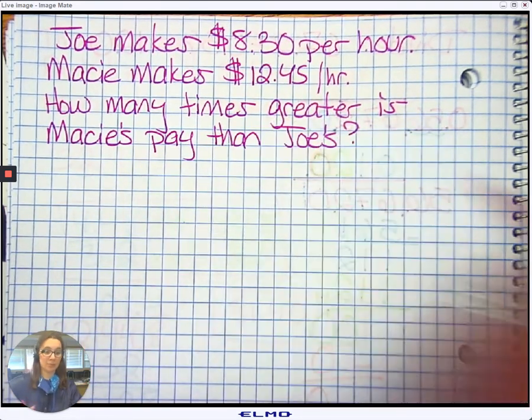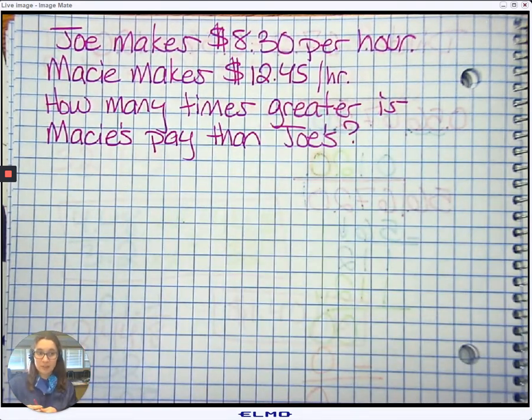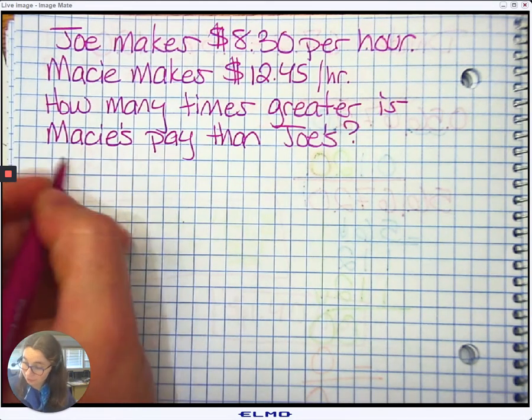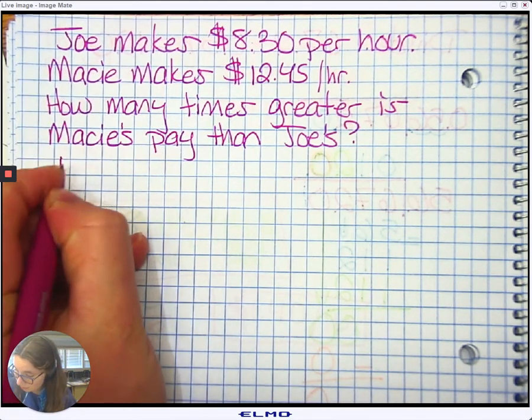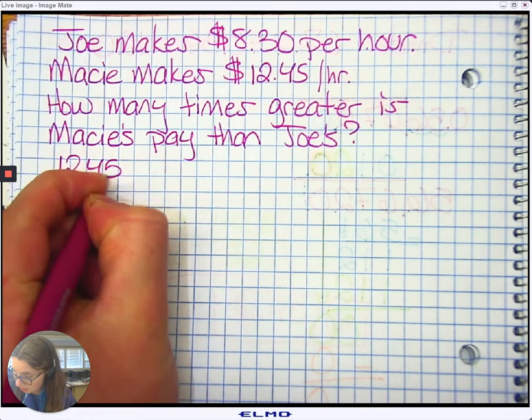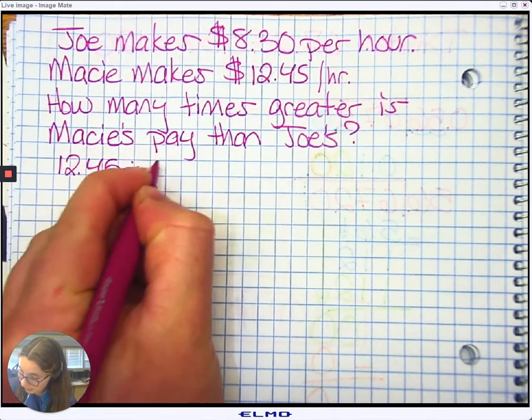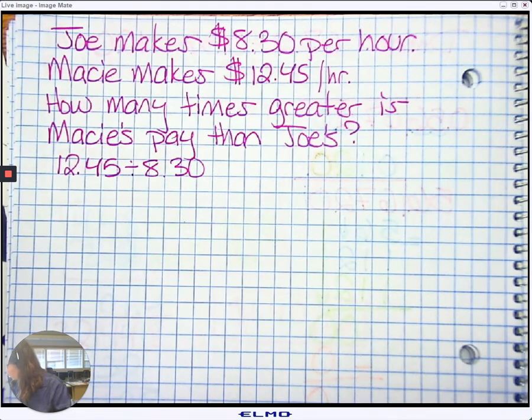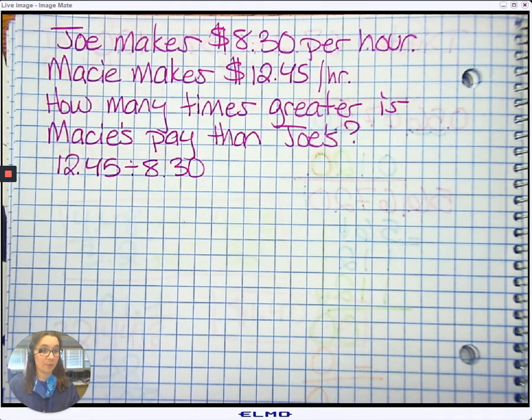How many more times? Okay, so to find this out, we're basically asking how many of Joe's hourly pays can we fit in one of Macy's? So we're going to divide Macy's pay by Joe's pay. So it will be $12.45 divided by 8.30.